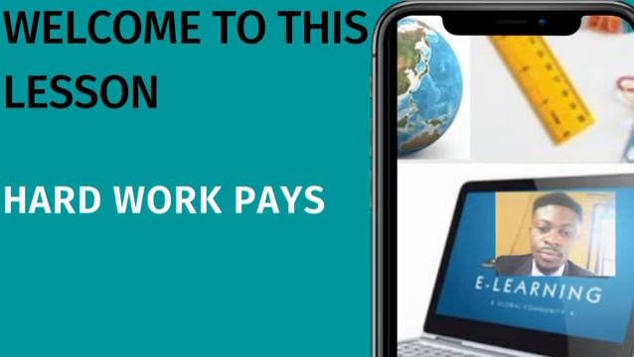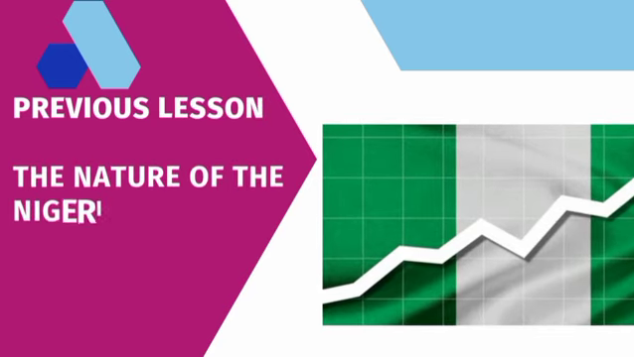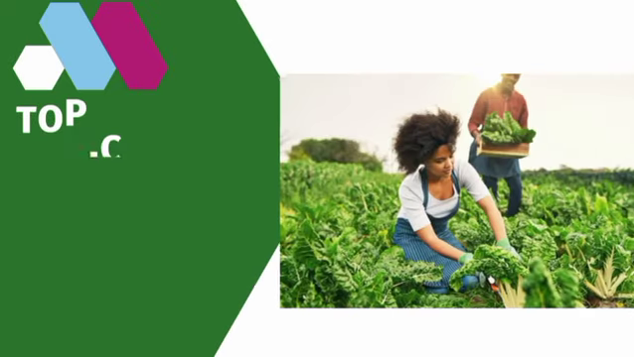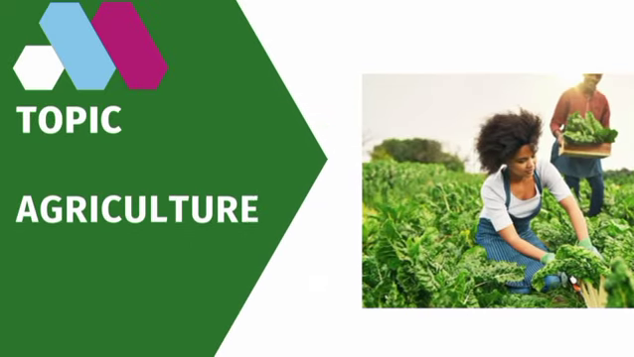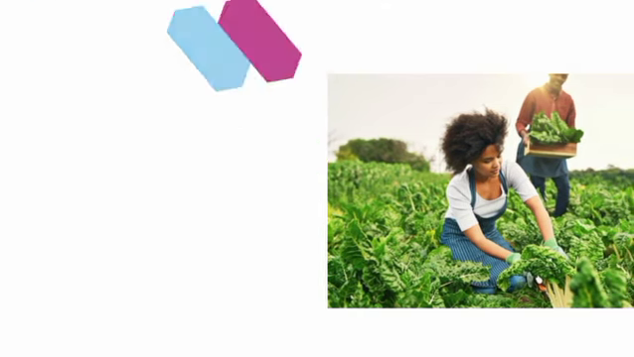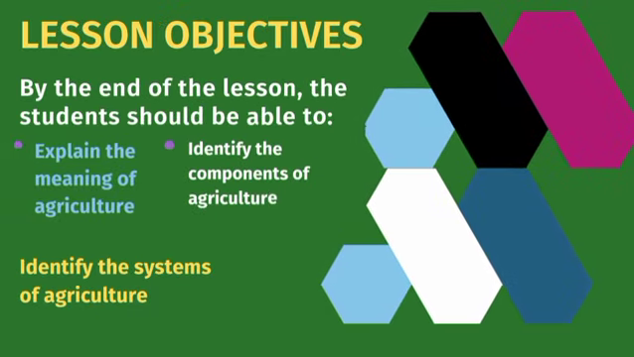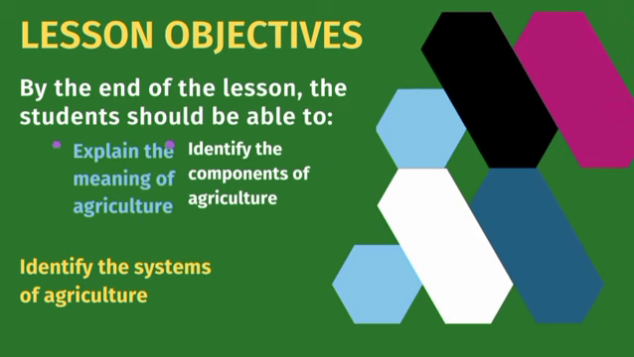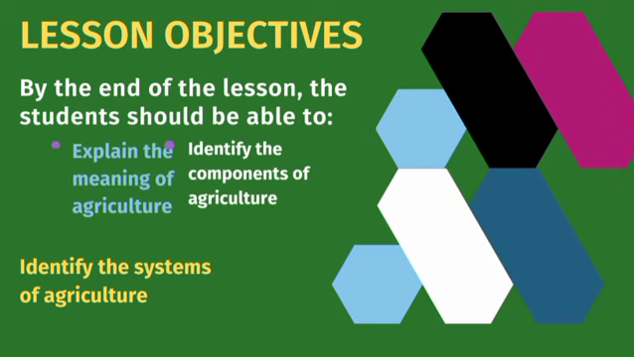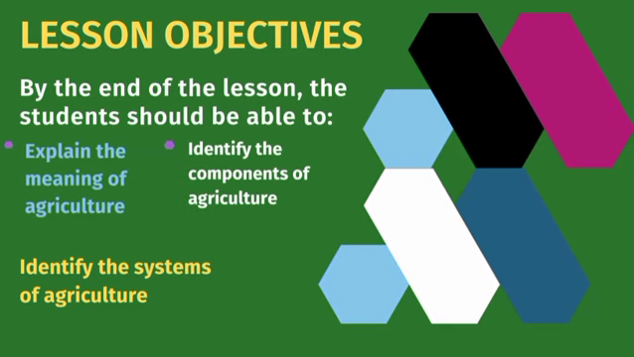In our previous lesson, we discussed the nature of the Nigerian economy. Today's lesson is on agriculture. The objectives for this lesson are: you should be able to define agriculture, explain the various components of agriculture, the systems of agriculture, the importance of agriculture, and the contribution of agriculture to industrial development of Nigeria.